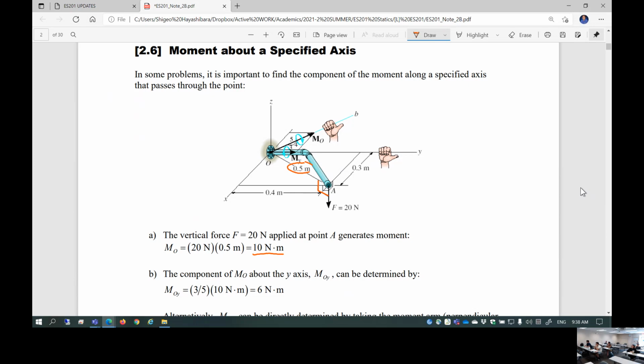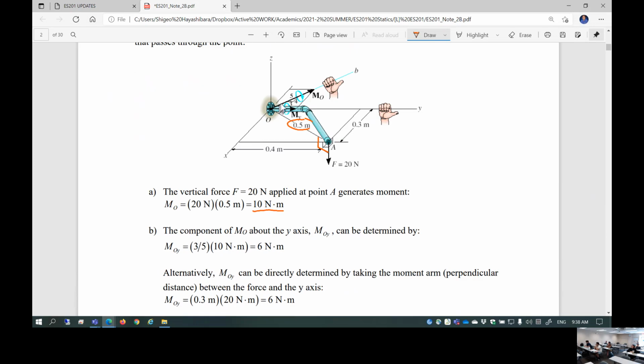Now, so this is the 10 Newton meter moment, MO. Obviously, this moment can be broken down into directional components, such as the component of this moment in the y direction, called MOY. You can get MOY geometrically. It is this component, 3/5 times 10, so 6 Newton meters. So the moment's y direction component is 6 Newton meters.